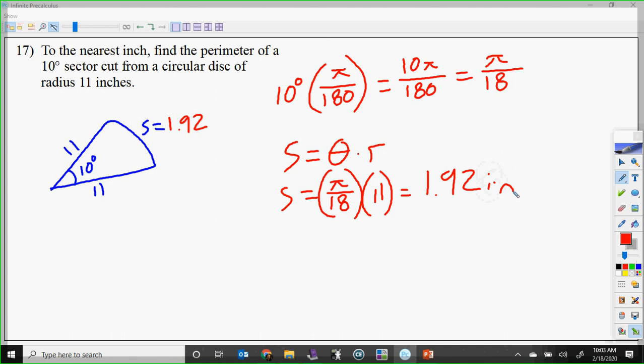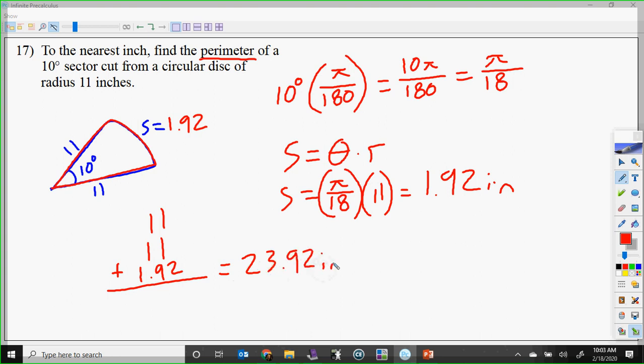Now it asks for perimeter. It didn't ask for my arc length. Perimeter is all the way around. So to find perimeter, I need to say, well, this side is 11, another side is 11, and then the last one is 1.92. And then add all those together, and I end up with 23.92 inches as our perimeter.